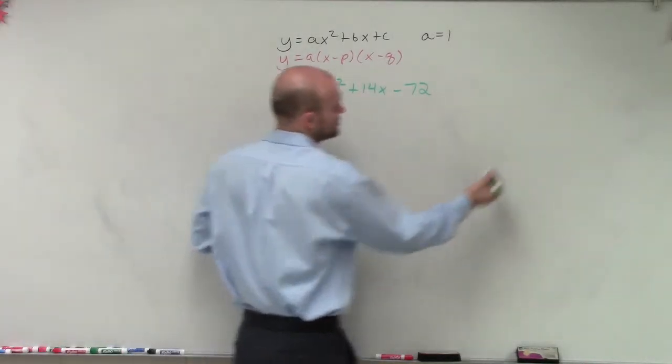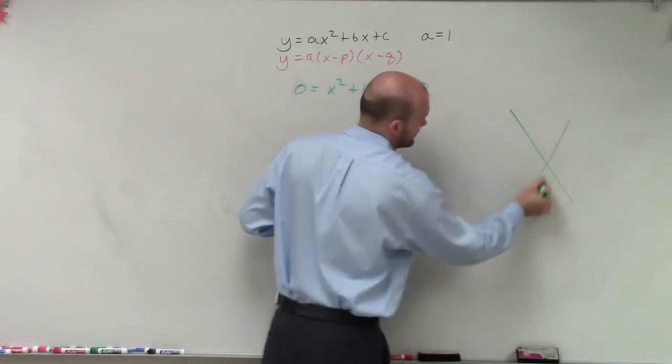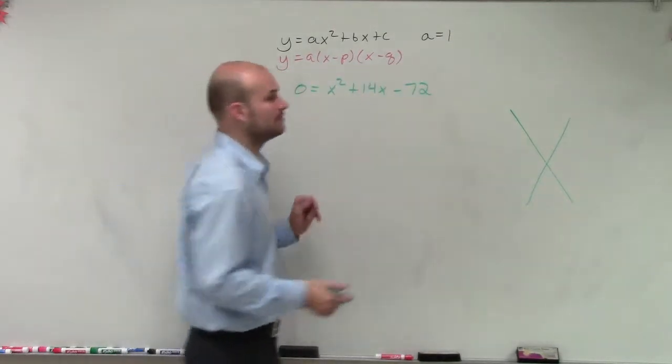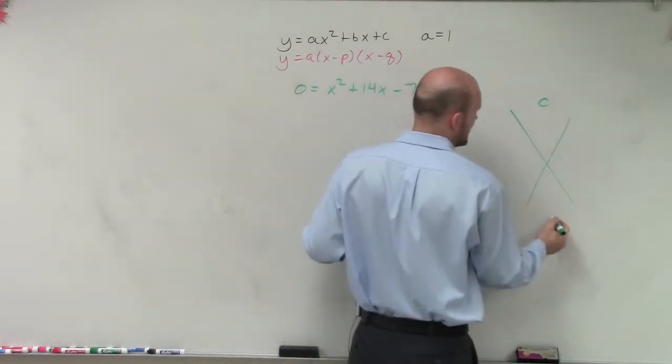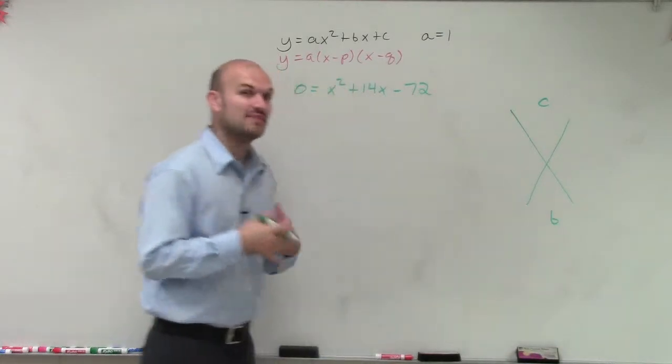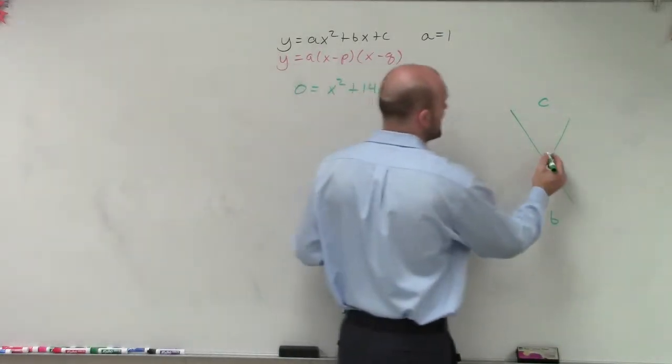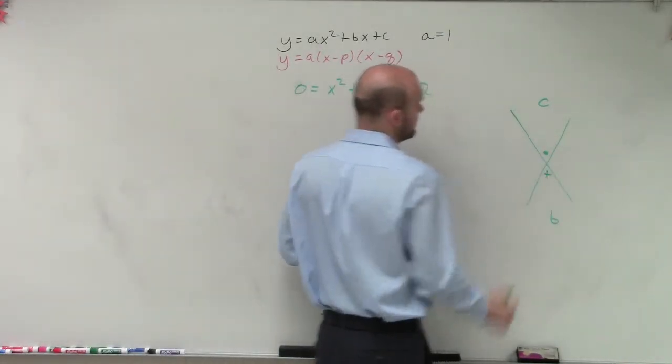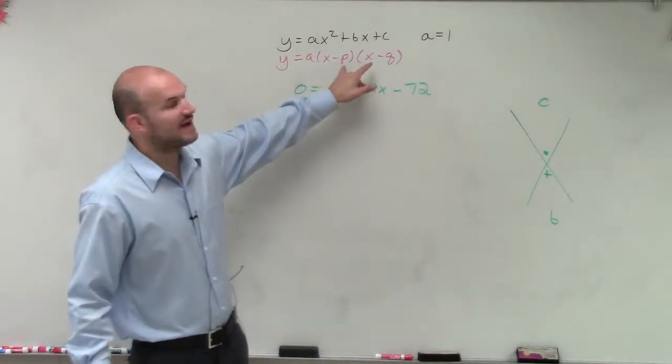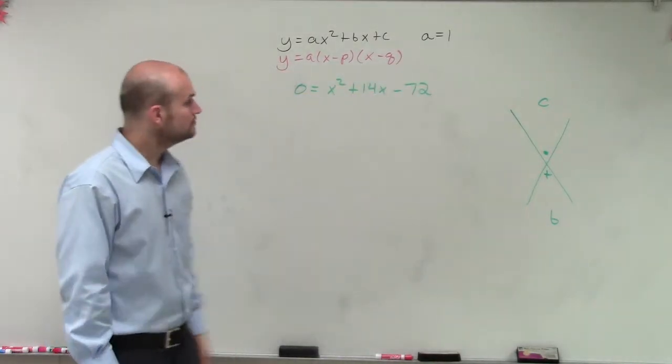And what we're going to do is make a little diamond, and we're going to put our value of C up top and our value of B on the bottom. Then what we're going to try to do is determine what values multiply to give me C, but then add to give me B. And those two values are going to be our P and our Q.